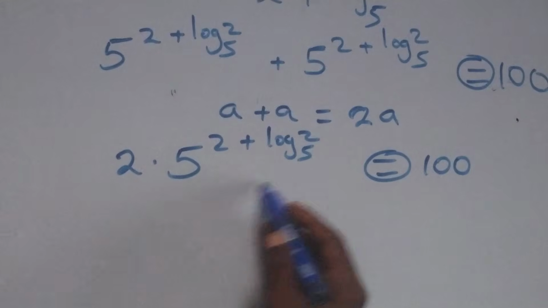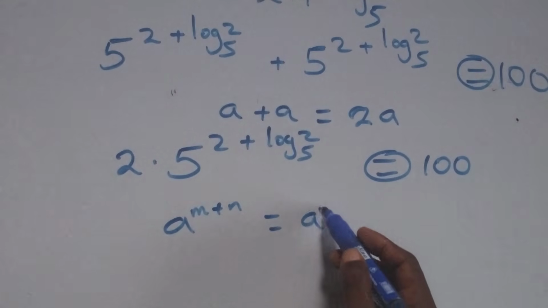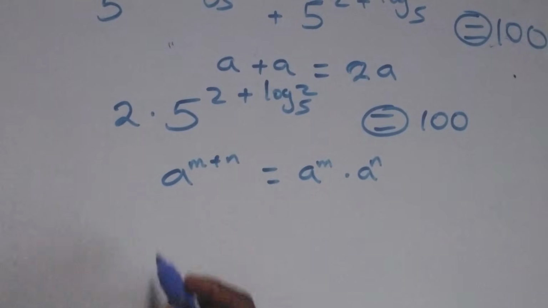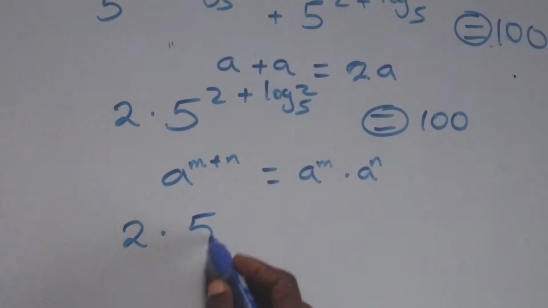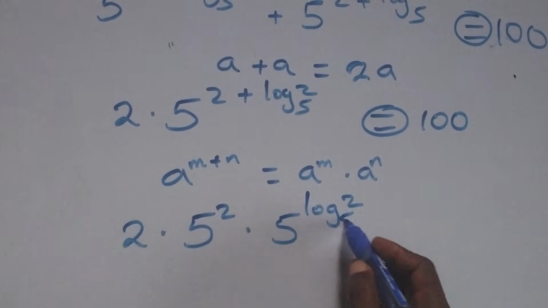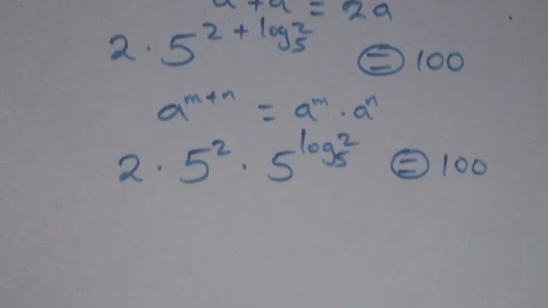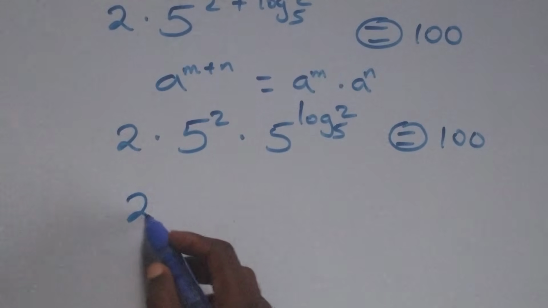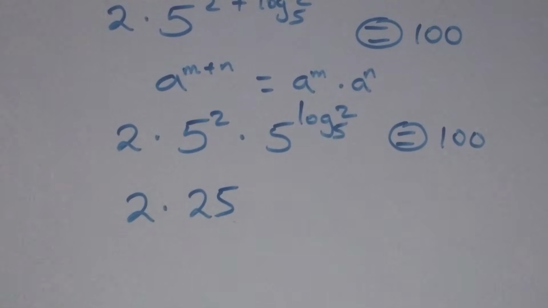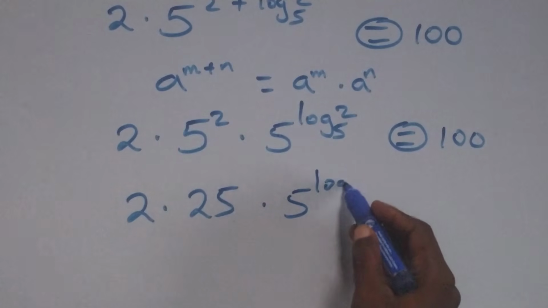And this follows the law of indices: a raised to power m plus n is the same thing as a raised to power m times a raised to power n. That is, we have 2 times 5 squared times 5 raised to power log 2 base 5, is it equal to 100 on this side? Then we have 2 times 5 squared, that's 25, then times 5 raised to power log 2 base 5.